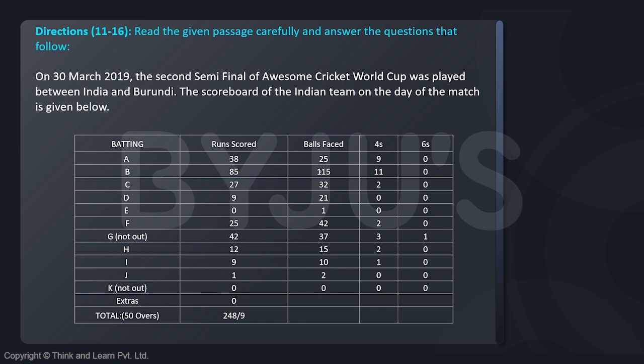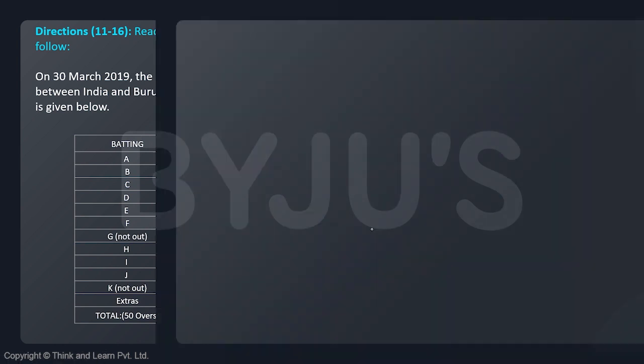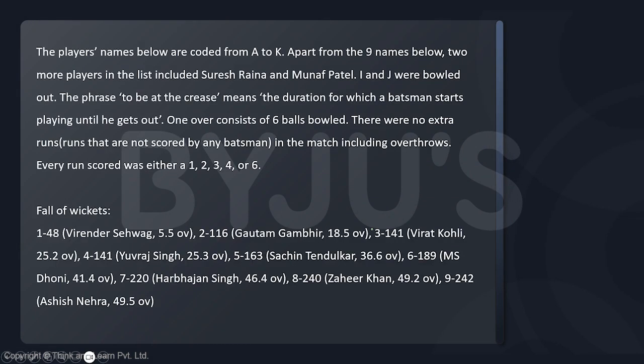Runs scored by them, balls faced by them, the number of fours and the number of sixes that they have hit. The more information is that the players' names below are coded from A to K. Apart from the 9 names below, 2 more players in the list included Suresh Raina and Munaf Patel. So there are 9 names given over here in the fall of wickets. Apart from that, there are 2 more players, Suresh Raina and Munaf Patel. I and J were bowled out.